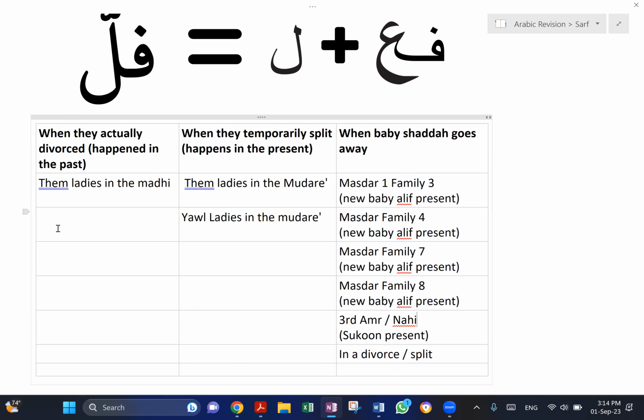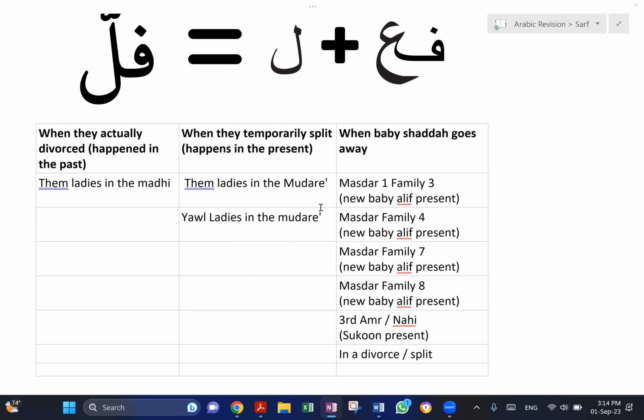But your ladies, antunna version, they were like, you know what? Your ladies, we're the same basically. We'll support you. So you have hunna and antunna in the mudari, they basically split the couple up. Yeah, so that happens in the present.